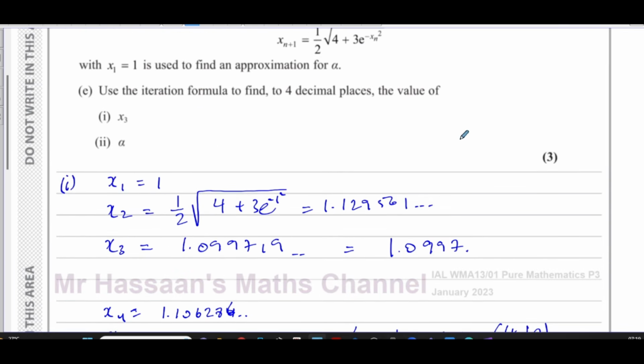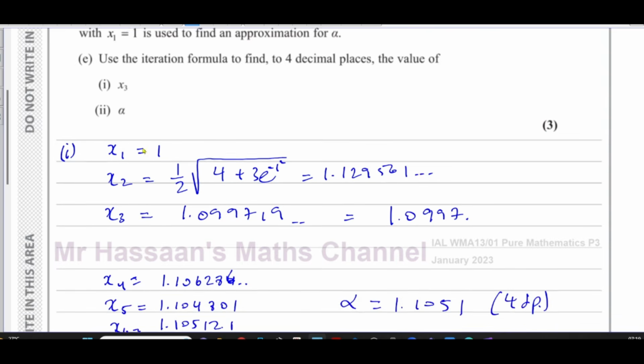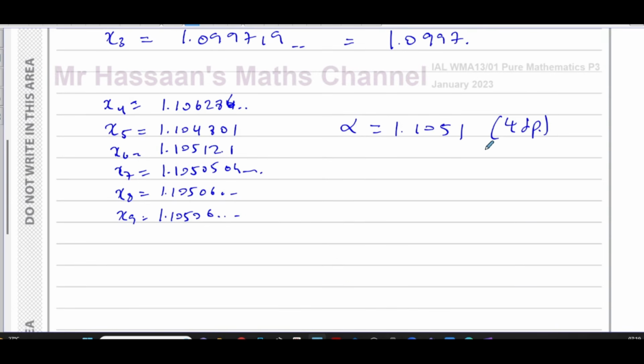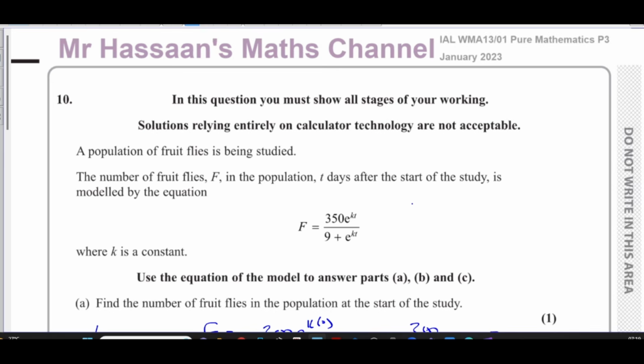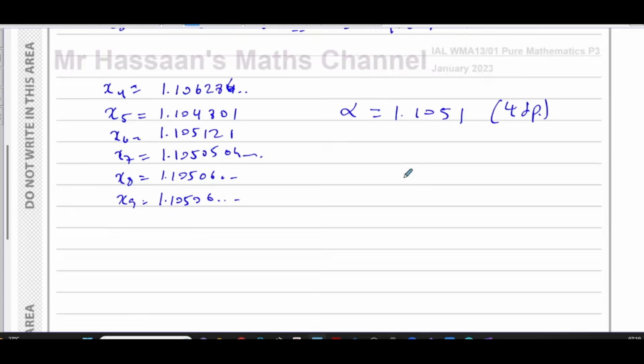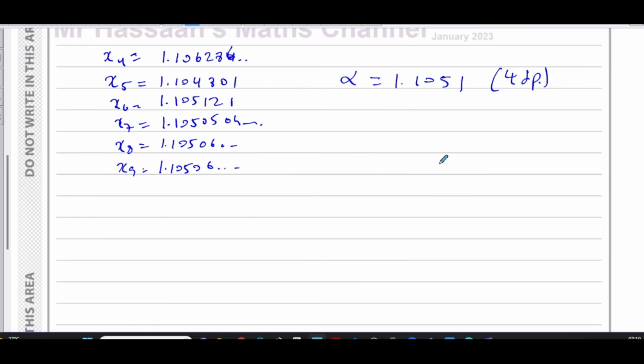So the question says use the iteration formula to find to 4 decimal places the value of x3 and alpha. There's the answer to 4 decimal places. We can see that's what it settled down to. This question doesn't ask us to justify that this is a root to 4 decimal places. It just says find it to 4 decimal places. The mark scheme mentions writing down each of the intermediate values until you get to where it settled down. So we can see that around here it starts settling down. Even if I wrote x8, it settles down to this value, rounding to 4 decimal places.